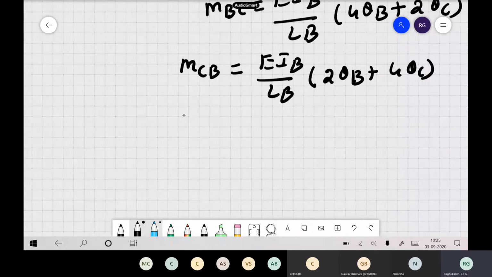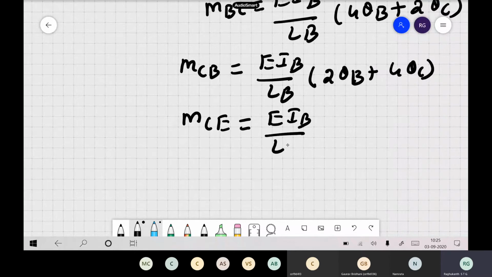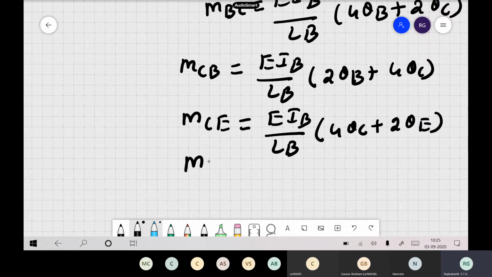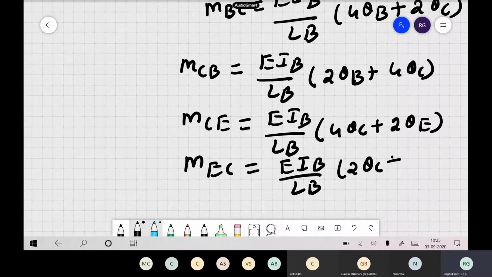Now similarly, on this side also, if you write MCE, it is EIB by LB, 4 times theta C plus 2 times theta E. Now similarly, you write the last one, that is MEC. So this also is EIB by LB, 2 times theta C, it is reversed, plus 4 times theta E. So these are the slope deflection equations for the beams.